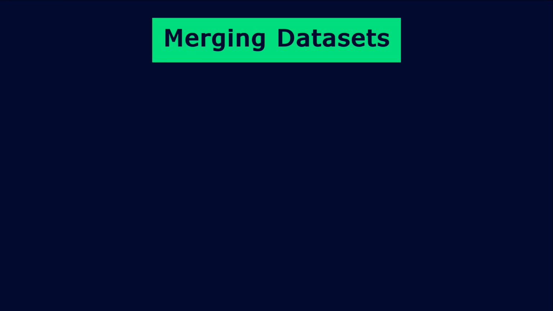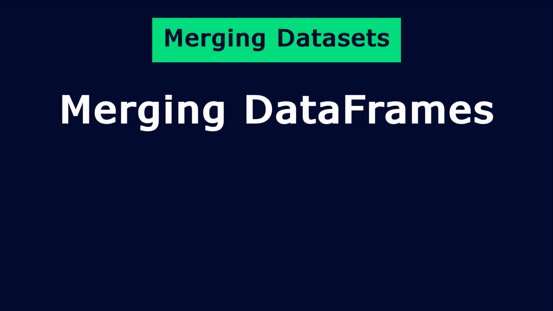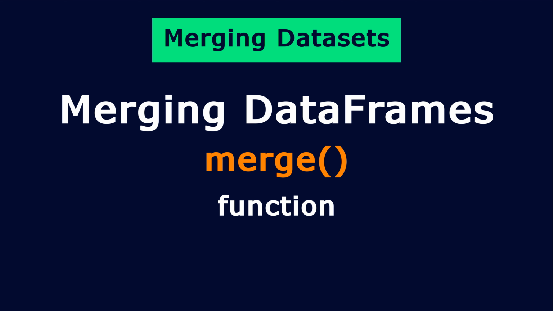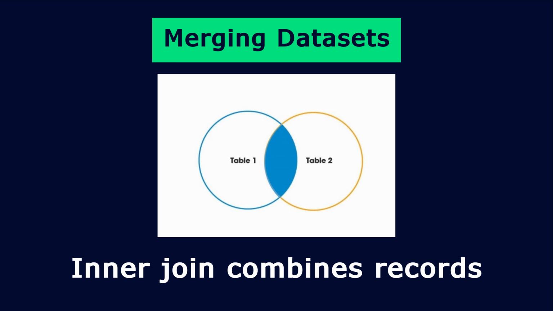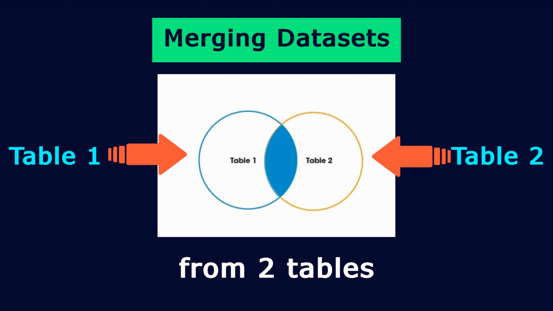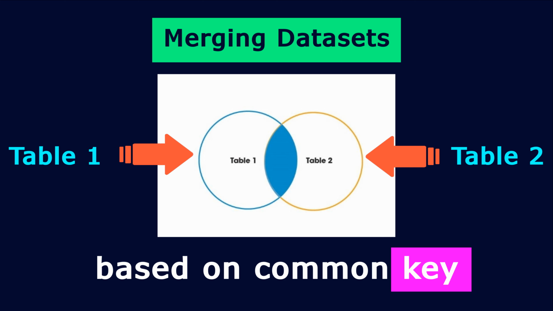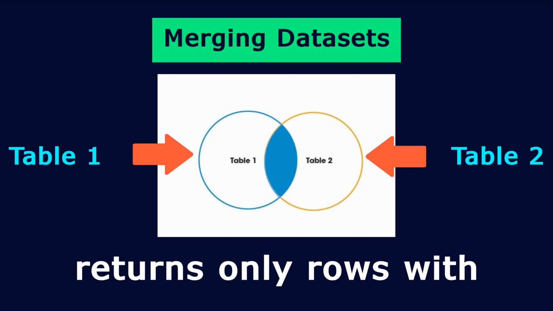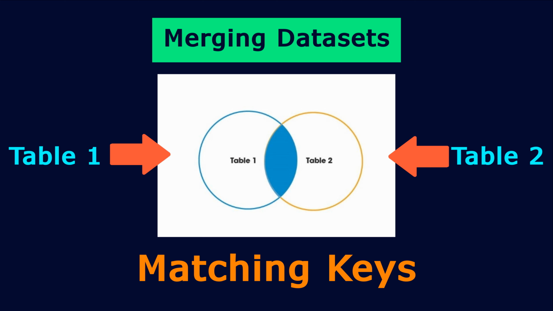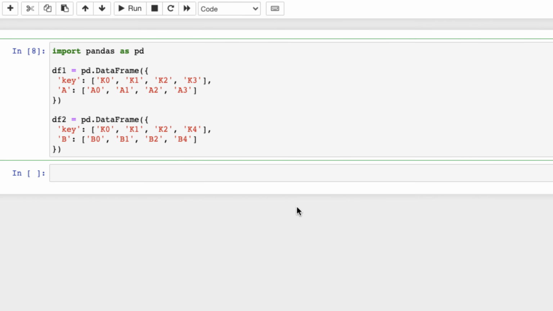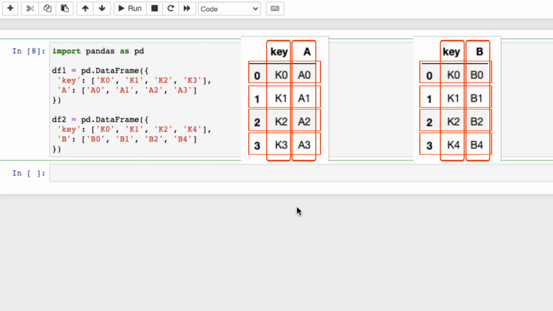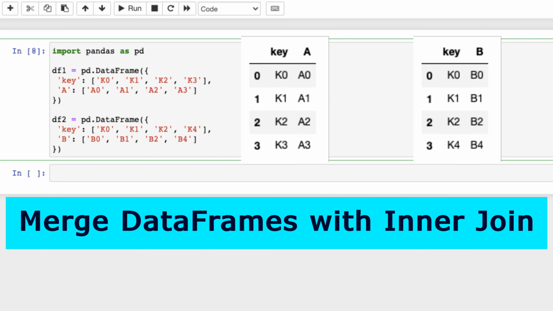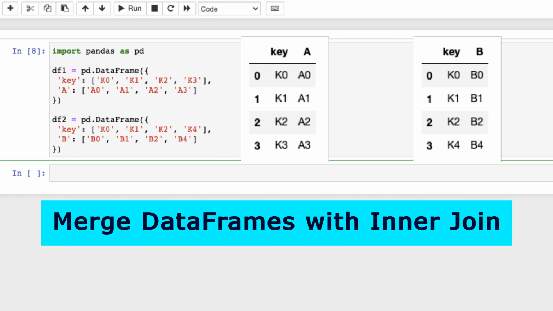Merging datasets. Merging data frames can be done using the merge function, which is similar to SQL joins. Inner join combines records from two tables or data frames based on a common key, and it returns only the rows with matching keys in both tables. There are two data frames with 2 columns and 4 rows each. The first column contains keys and the second column contains values. Now merge the data frames with an inner join.